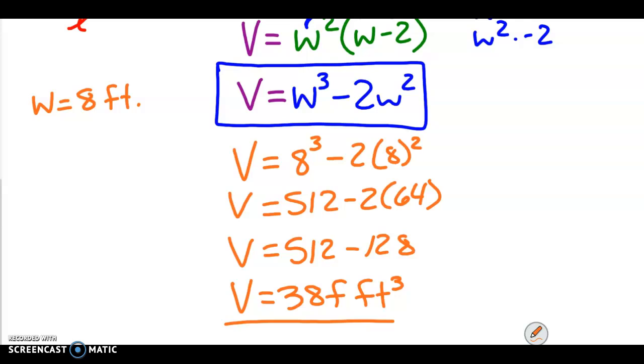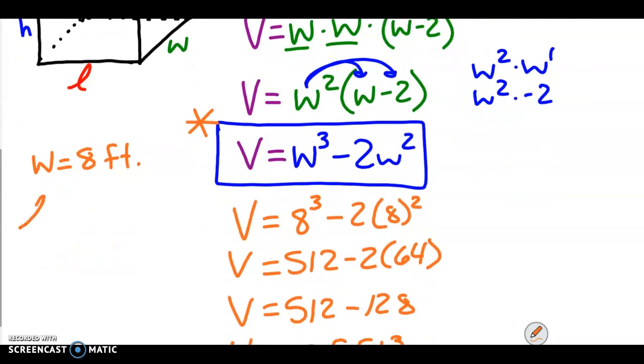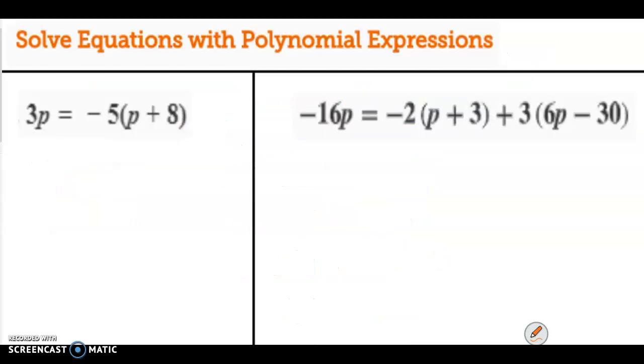So your answer for the question asked was right here, and that would be useful in a situation where you would know the width or even the length. If the length equaled 8 feet, because the length is the same as the W, we could then plug that in for W. So they didn't ask you to go that far with it, but that's an example of a situation where you would take that one step further and actually solve for a specific measurement.